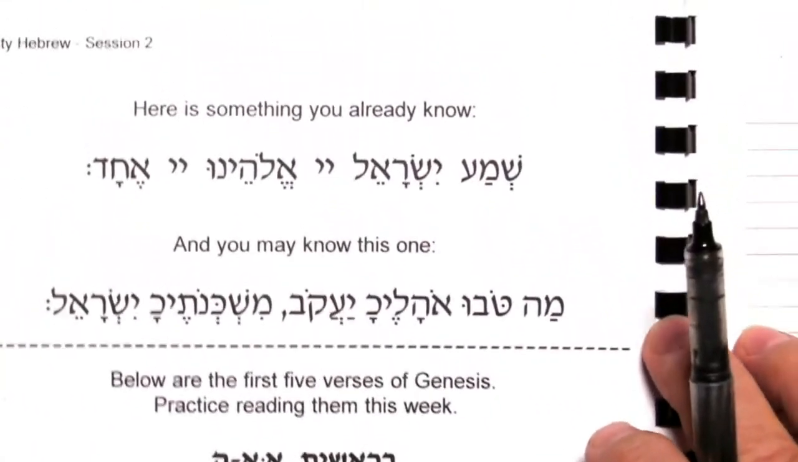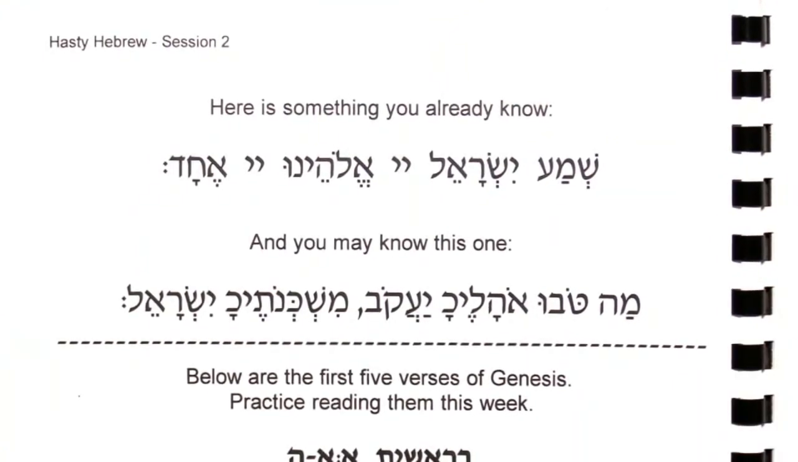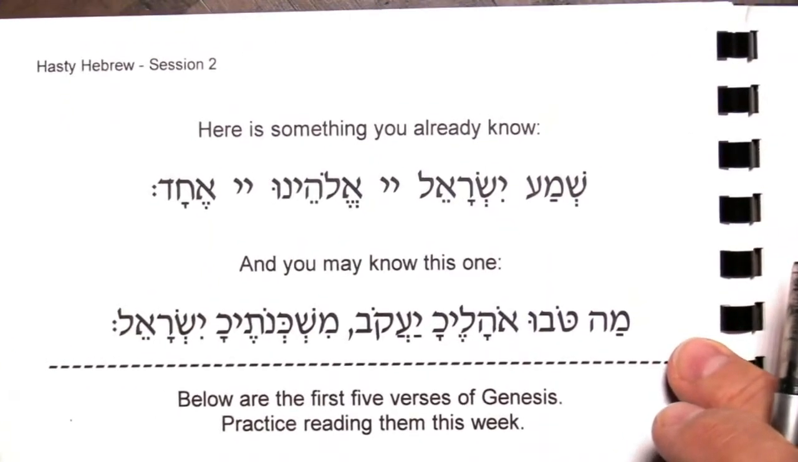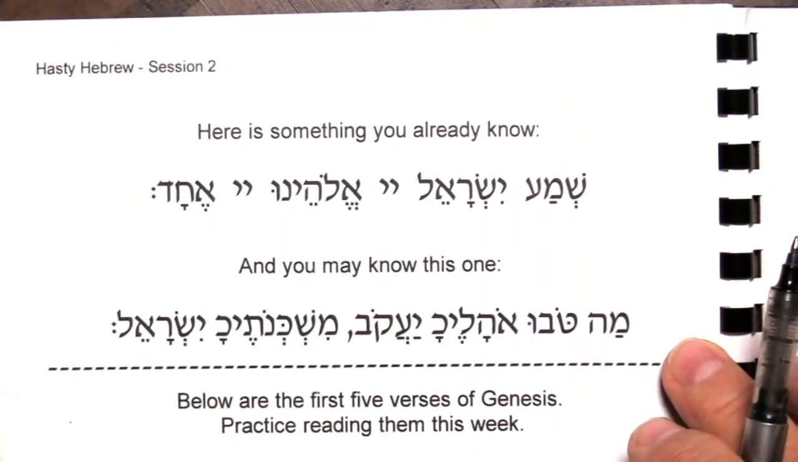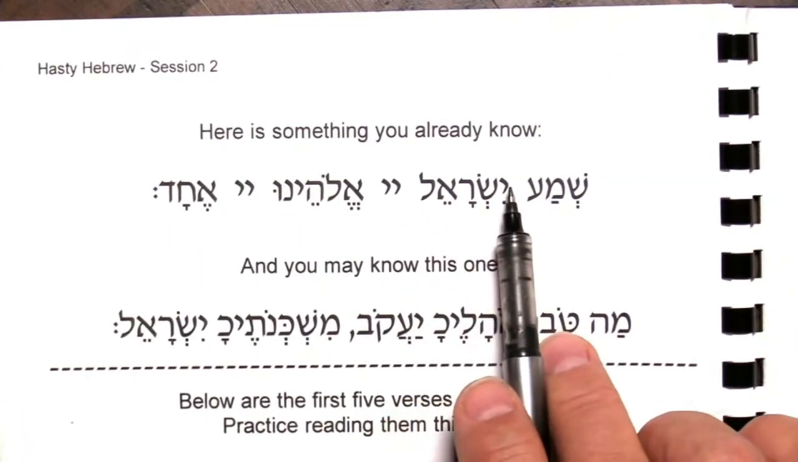This is my favorite part of the lesson, because now you've learned the Hebrew alphabet, you've learned the vowels, and now we can really start to read Hebrew, biblical Hebrew. And this is something that many of you will already know.